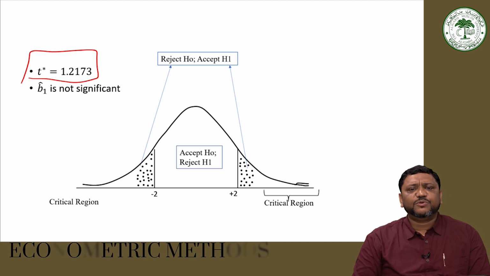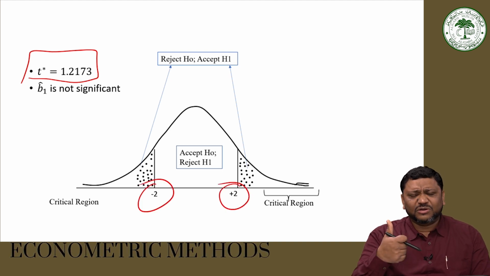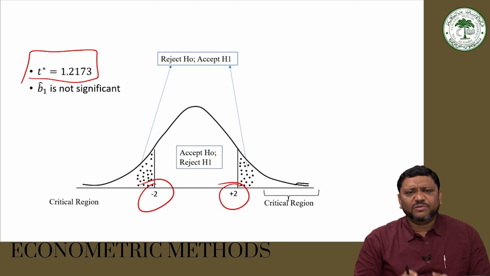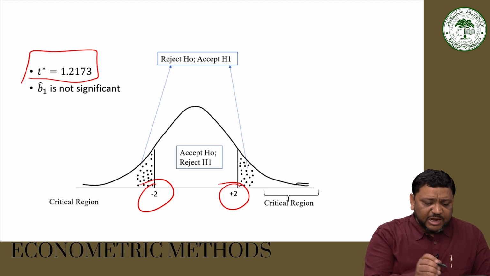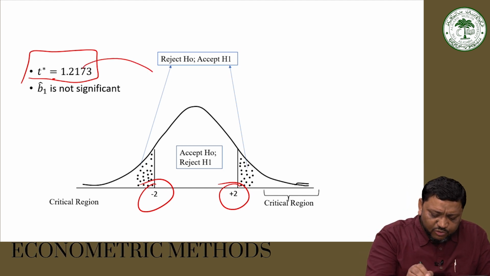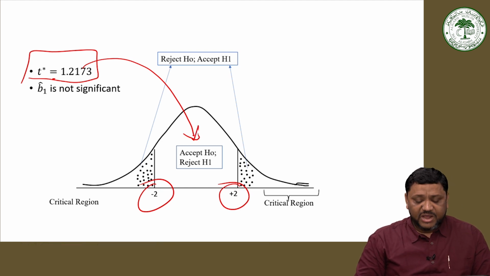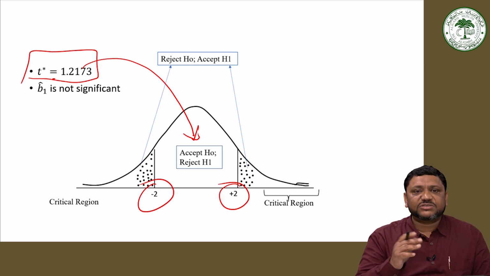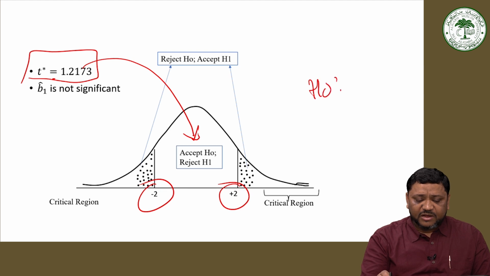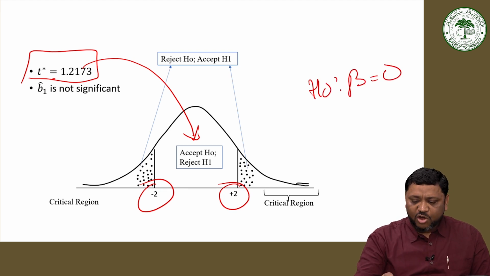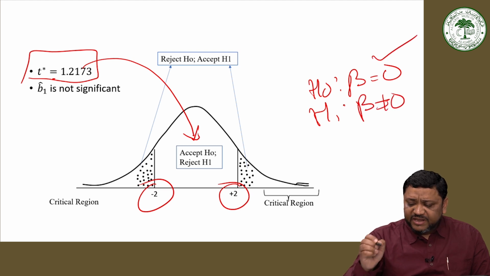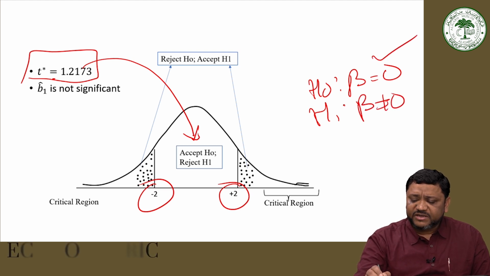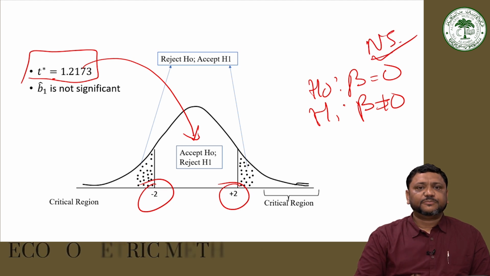We go to the t distribution. We are assuming a value of 2. The rule of thumb is that the values will be plus 2 and minus 2 over here. Now my t asterisk, or the t calculated value, is falling in the middle of it. If it is falling over here, we accept the null hypothesis. The null hypothesis is that beta 1 hat is not significant, so here beta is equal to 0, and the alternate is beta is not equal to 0. If this is true, then my beta is not significant.